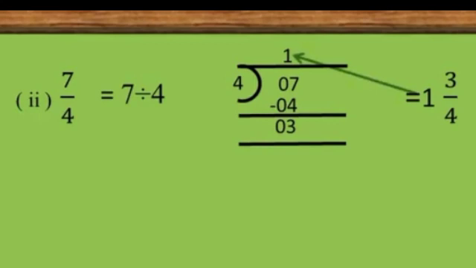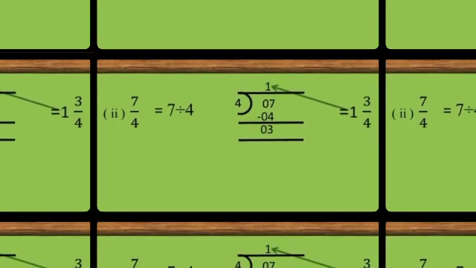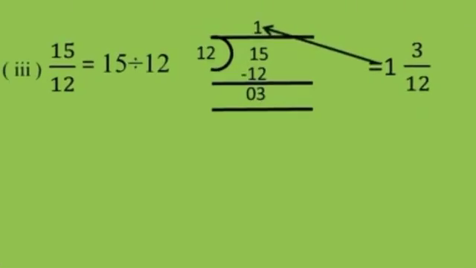7 upon 4 means 7 divided by 4. Here see the division. So here 1 is the quotient, which we will take as a whole number 1. Then 3 is the remainder, which will be the numerator, and 4 will be the denominator. Means the answer is 1 3 upon 4. Let us see the third question.